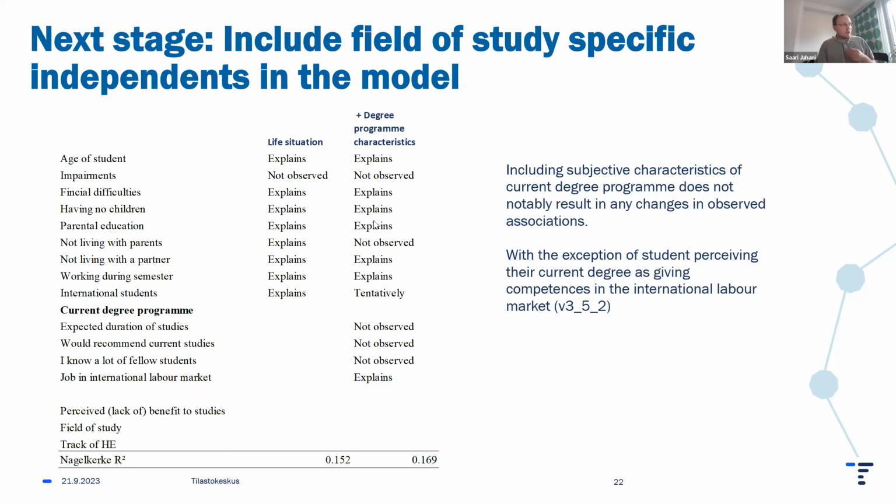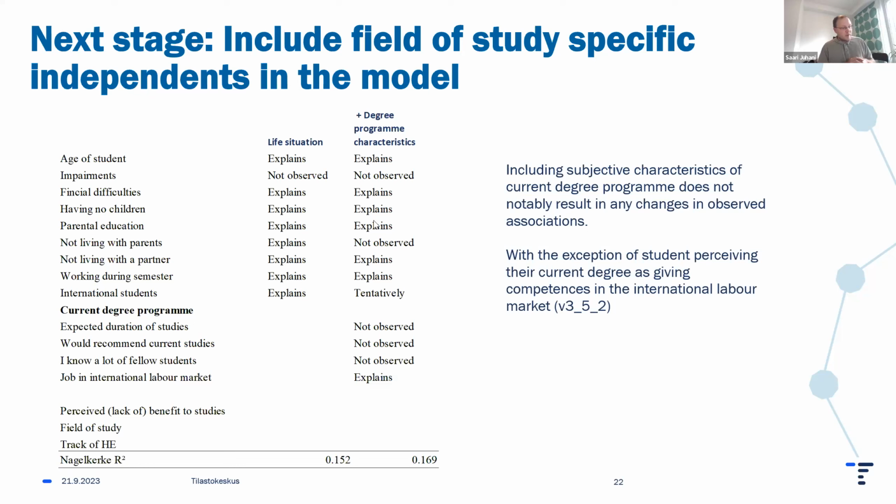We have the expected duration of studies in years. This is one of the questions that we asked in our national questionnaire. This is not part of the standard EUROSTUDENT questionnaire, but one of the hypotheses that I wanted to test was whether the students who are going to study 6 years are more likely to contemplate mobility than the students who are only interested in studying a 3-year bachelor's degree. But no such association was observed.